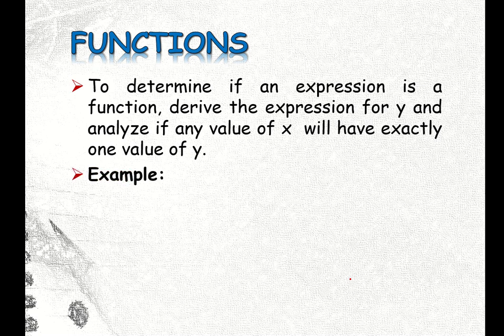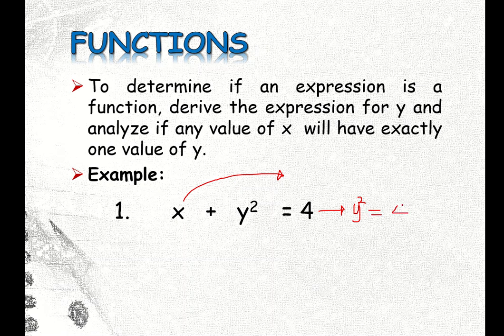For example, number 1, we have x plus y squared equal to 4. To find out whether this is a function or not, we just solve for y in terms of x. So we transpose it to the other side. On the left side, what is left is y squared, and on the right side we have 4. Then when you transpose x to the right side, it becomes negative. So we have 4 minus x.